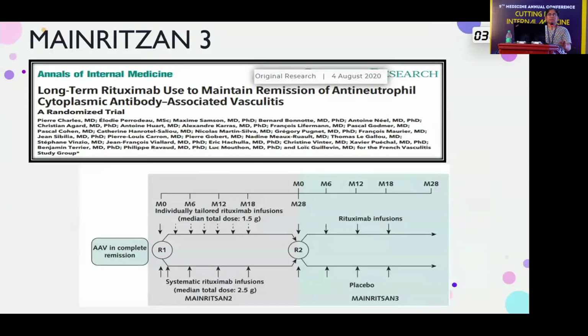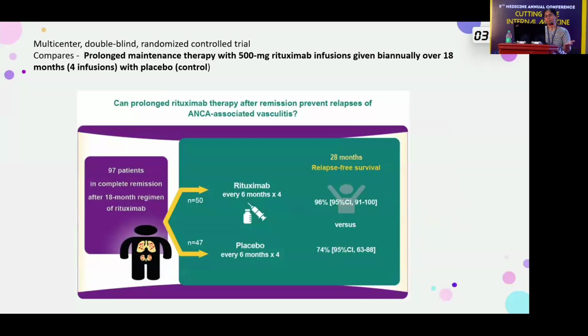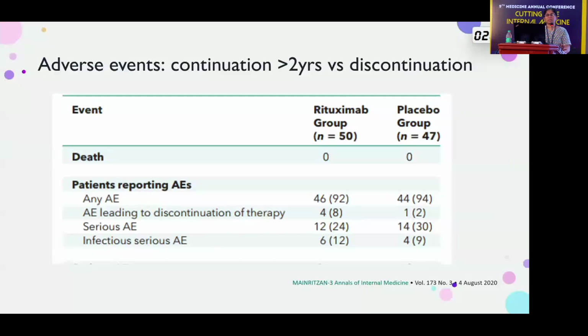Then this is the last trial, the MAINRITSAN 3 trial, wherein the patients who were enrolled in the MAINRITSAN 1 and 2 trials were given added infusions of rituximab for another 2 years. What they found is that the patients who continued rituximab definitely fared better as compared to the patients who had stopped rituximab at 2 years. So meaning to say, giving rituximab for at least 4 years is probably better than giving it for 2 years. But there are a lot of caveats to it, which I cannot discuss at this point in time.